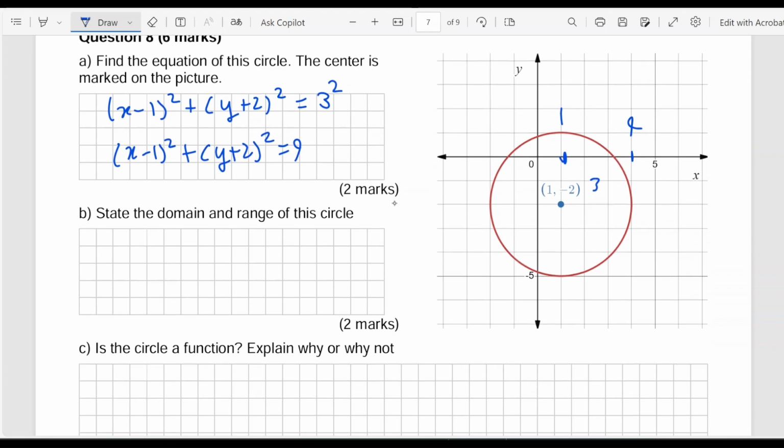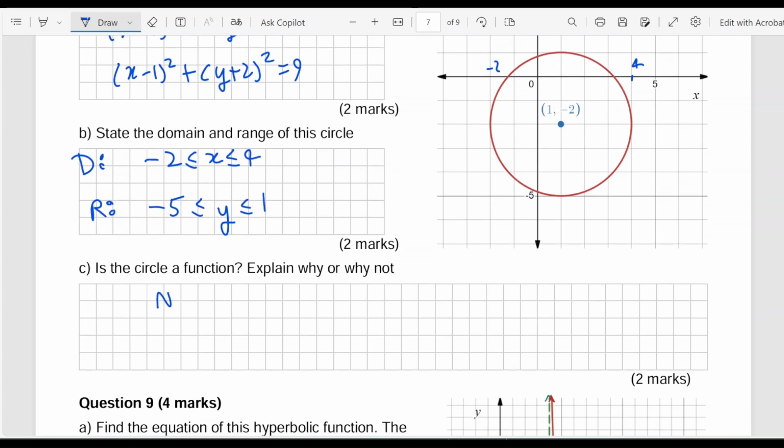State the domain and range. So what x values can it take? It can take, let's see, minus 2 is the lowest x value and 4 is the highest. So minus 2 is less than x is less than 4. So that is our domain. And our range is going to be from minus 5 up to 1. Minus 5 is less than y is less than 1.